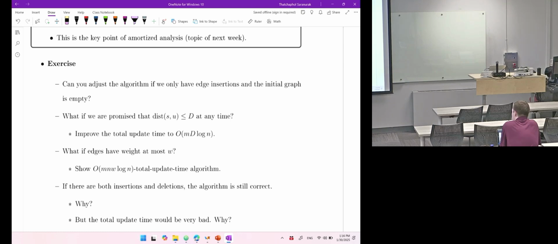Now you know that the level of every node is going to be at most nw, because if it's more than that, you know it's disconnected. So every node updates its level nw times at most. Instead of n, you replace it with nw. Now I claim that if there are both insertions and deletions, the algorithm is still going to be correct. Why is that?